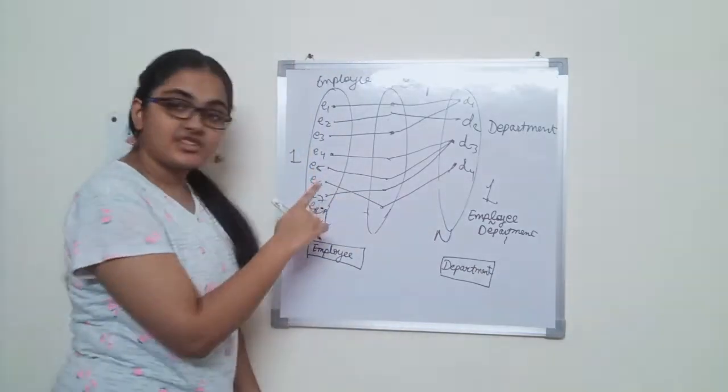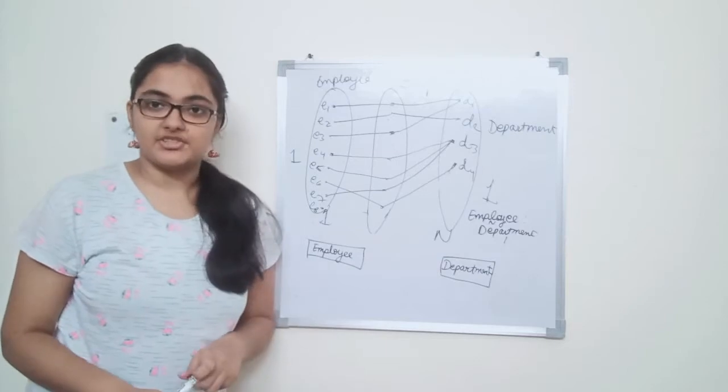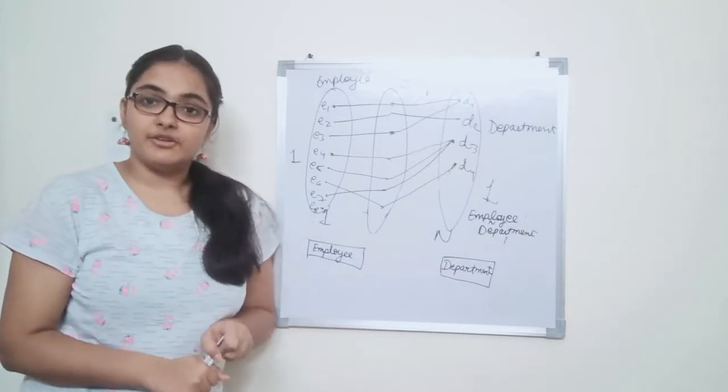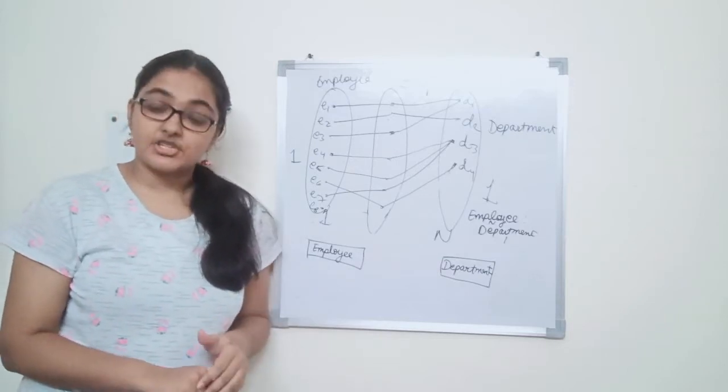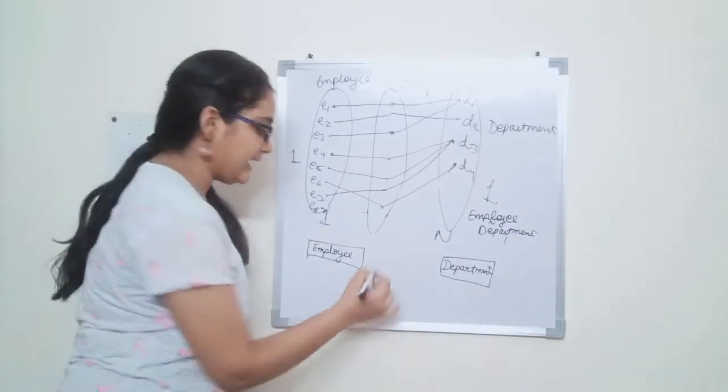Right, and the relationship that exists between employee and department is the works for relationship. So whenever we want to represent a relationship in the ER diagram, we represent it using a diamond, right, like this.